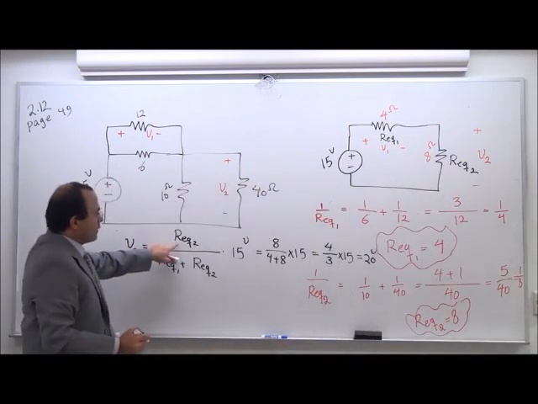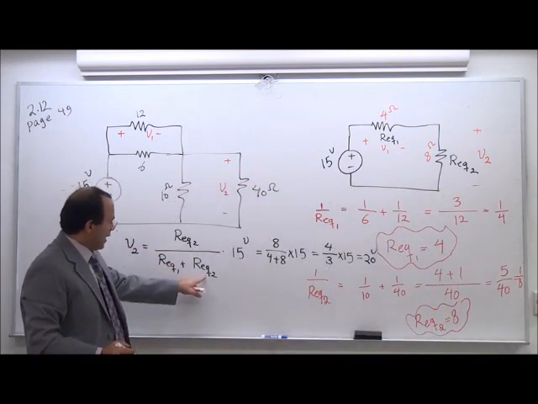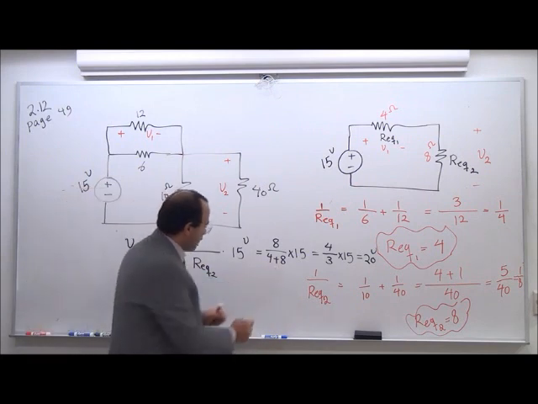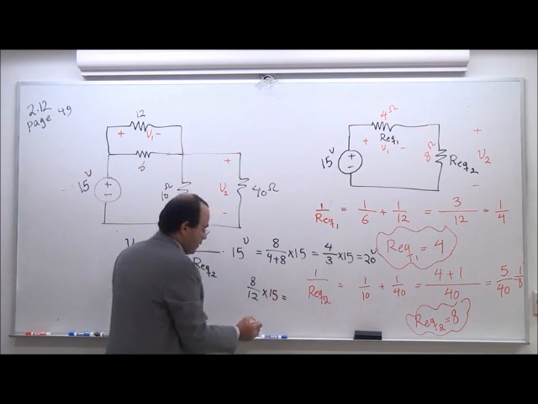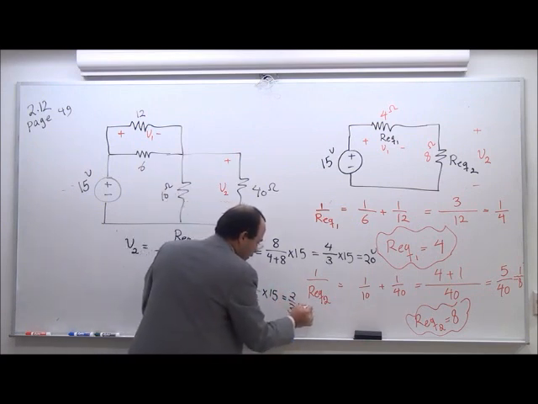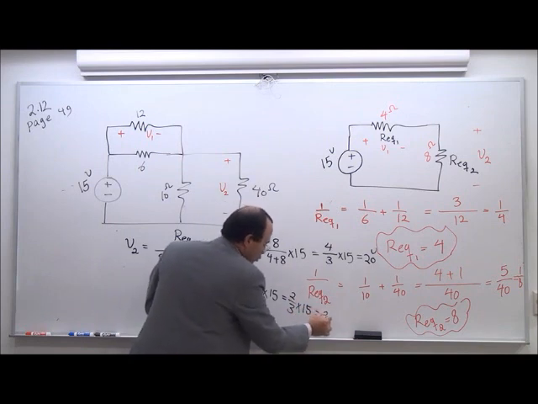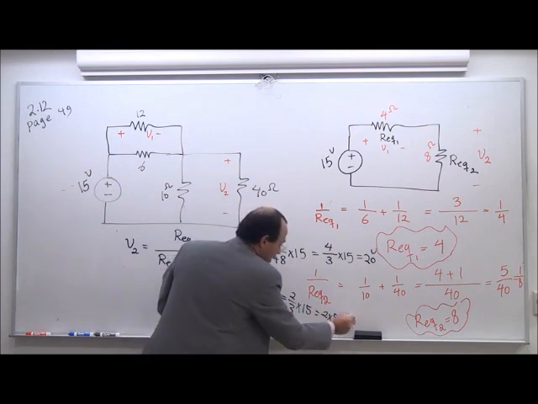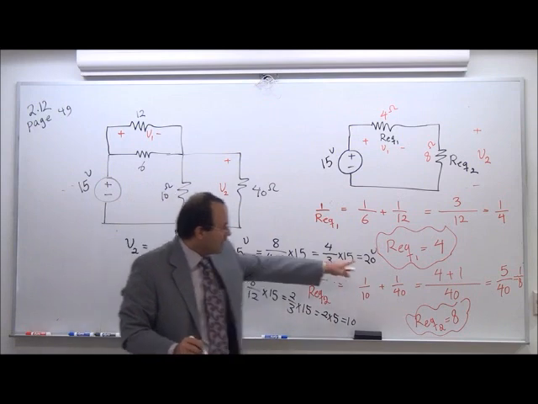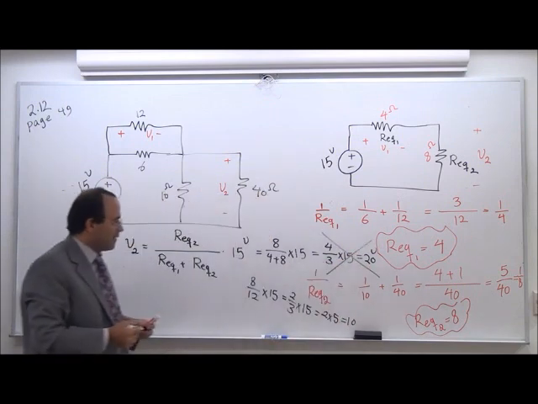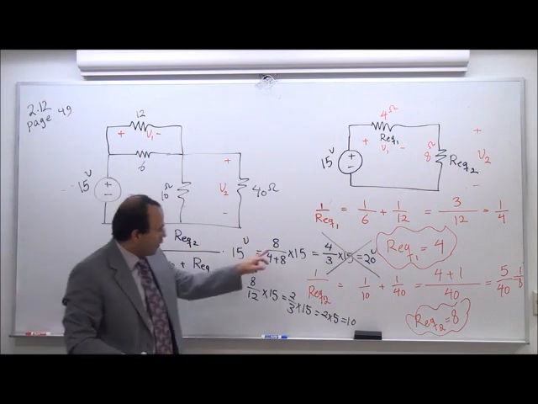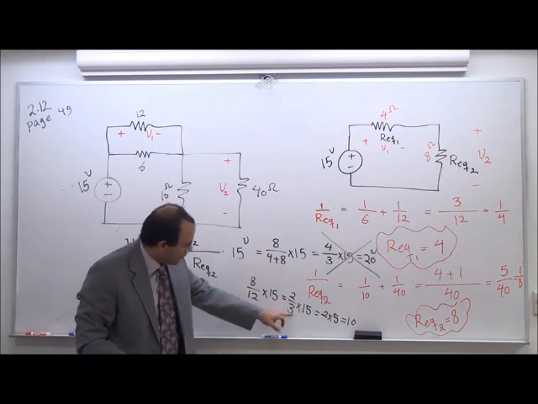So R equivalent is 8. 4 plus 8 is 12. 12, I have 8 divided by 12 times 15. 2/3. It's going to be 2/3. You're right. 2/3 times 15. Thank you. So this is going to be 2 times 5. That's going to be 10. This makes sense. This is wrong, and I simply made a mistake in the simplification process. So 8 divided by 12, 2/3, 15.